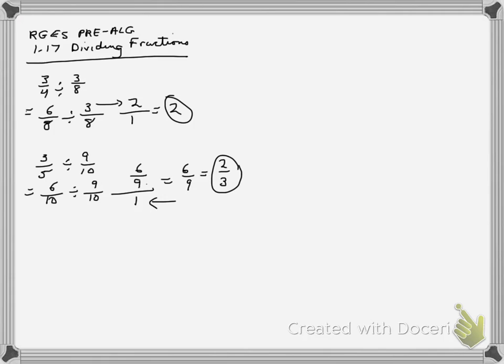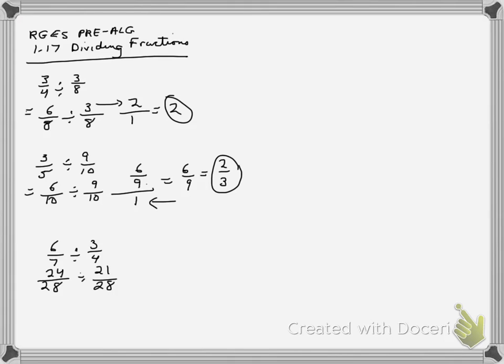Give you one more illustration here. Some of you might enjoy this method. 6/7 divided by 3/4. Again, my common denominator here will be 28. 4 times 6 is 24 over 28. 7 times 3 is 21.